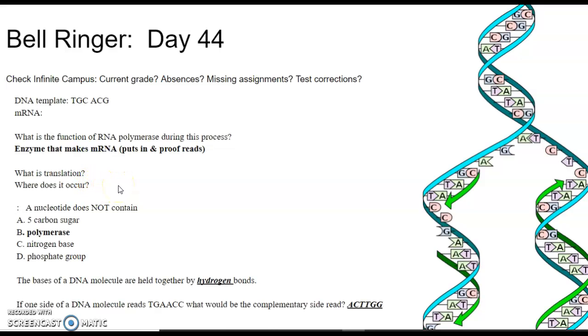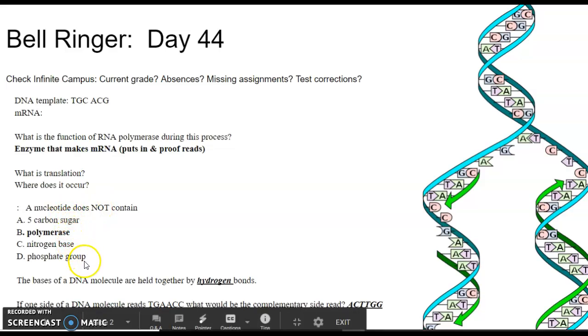And nucleotide does not contain which one? When we've drawn a nucleotide several times, it has that 5-carbon sugar, and then we put a line, use a circle over here to represent the phosphate, and we'd use a little rectangle over here to represent the base. So we have a sugar, phosphate group, and base. So sugar, phosphate, base is a nucleotide. So it does have a 5-carbon sugar. It does have a nitrogen base. It does have a phosphate group.